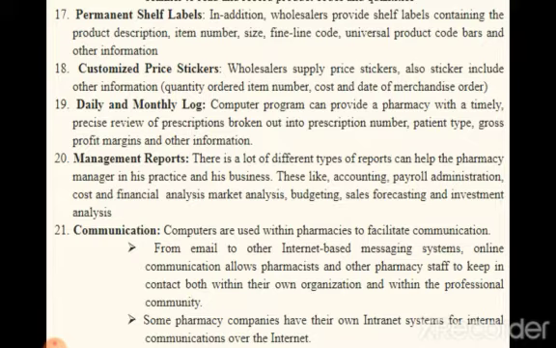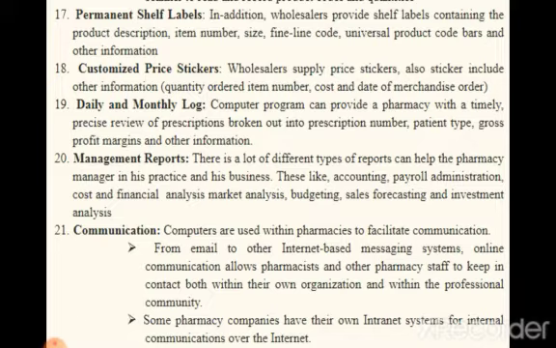Wholesalers supply price stickers. Also, stickers include other information: quantity ordered, item number, cost, and date of merchandise order. Daily and monthly log. A computer program can provide a pharmacy with a timely, precise review of prescriptions broken out into prescription number, patient type, gross profit margin, and other information.